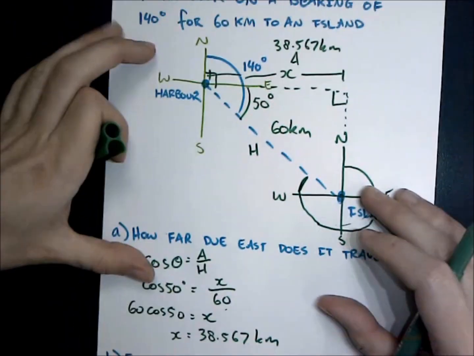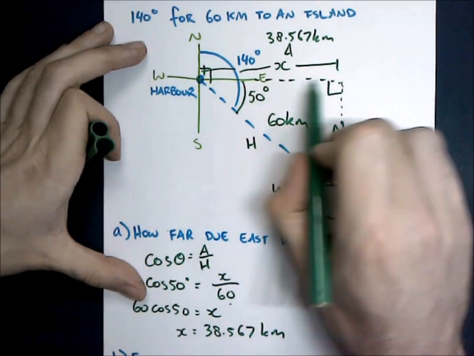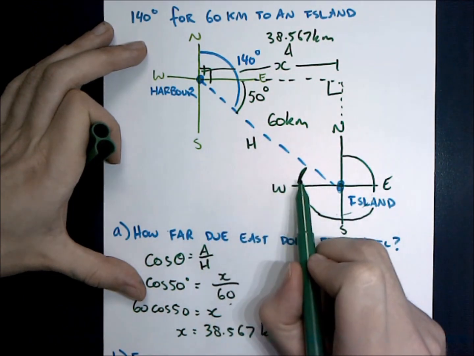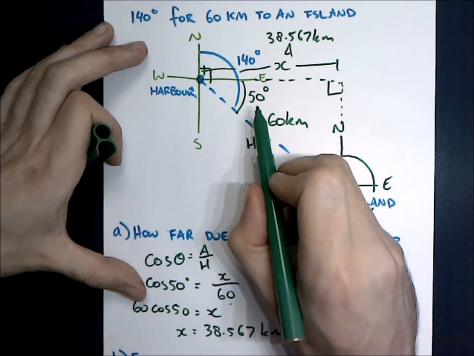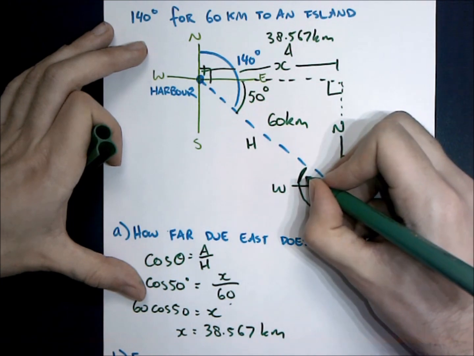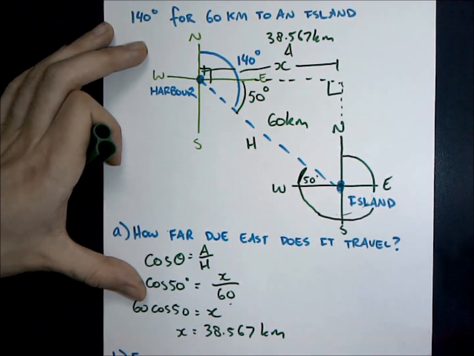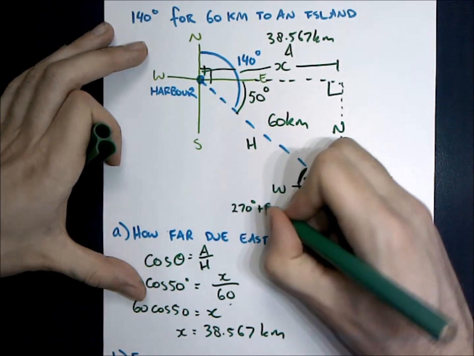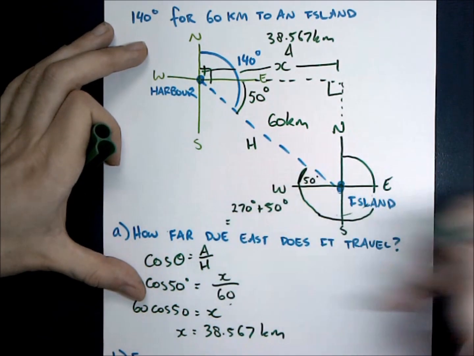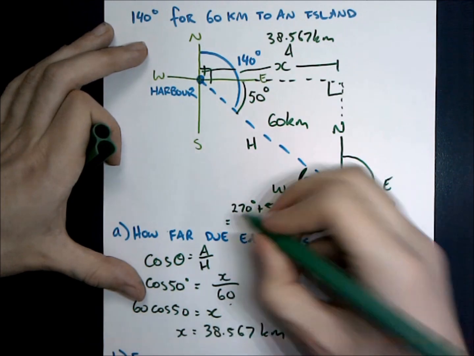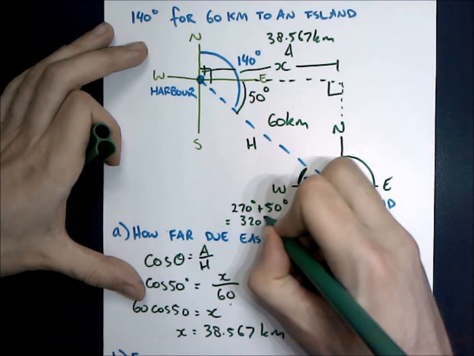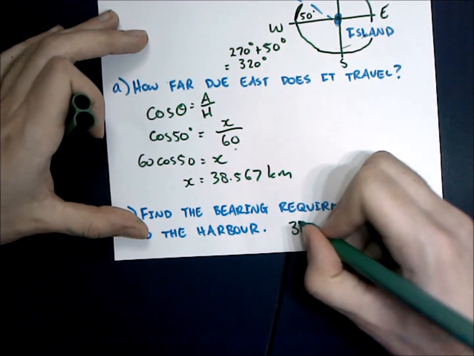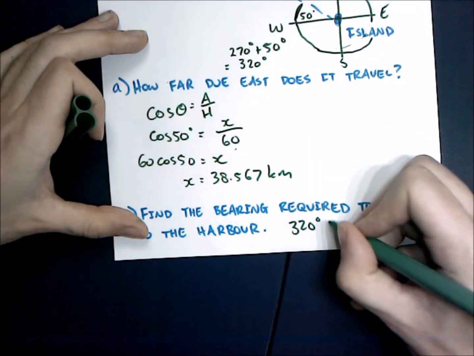Now hopefully you can see the Z. Are you getting used to it? You can get the Z from here going down and across, which means that this angle is the same as this angle that we used up here. So this guy there is 50 degrees. So the bearing is going to be 270 degrees plus the 50 degrees, which is going to give me a bearing of 320 degrees to go back home. So the bearing required is going to be 320 degrees.